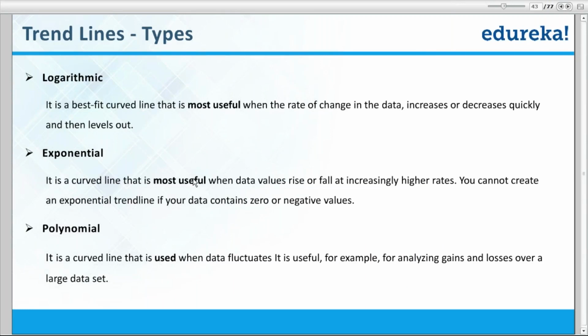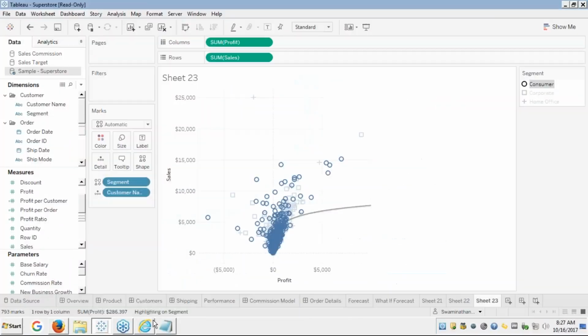Okay. So when to use the logarithmic model? It is best fit when the rate of change in data increases or decreases quickly and then levels out. Then this model is useful. So this is what they are saying. In the consumer segment, if you see, the rate of change in data spikes up suddenly and then it goes normal. In that case, the logarithmic model will be more suitable.